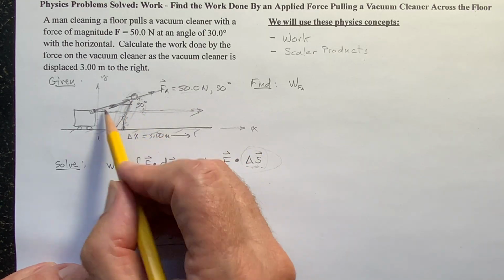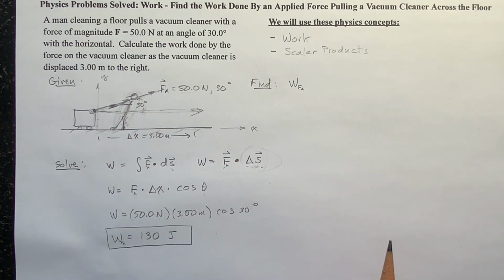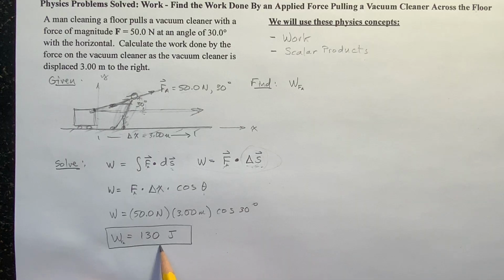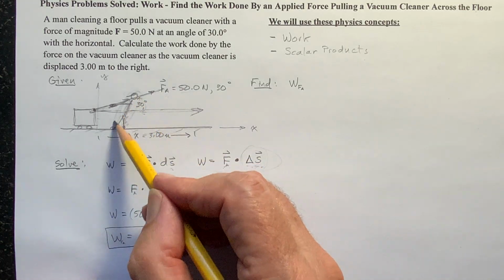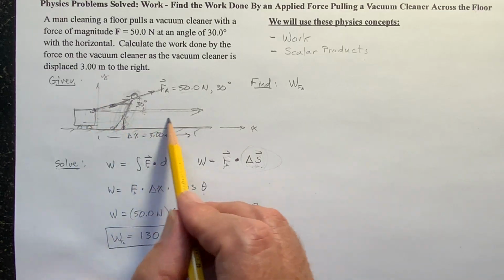And so what he did is he did work. And when you do work, what you're doing is you're transferring energy from one thing into another thing. And here we're transferring 130 joules from the man's body into the motion of the crate.